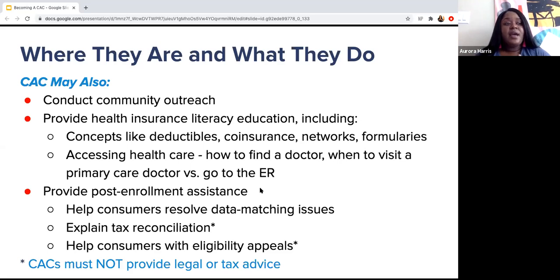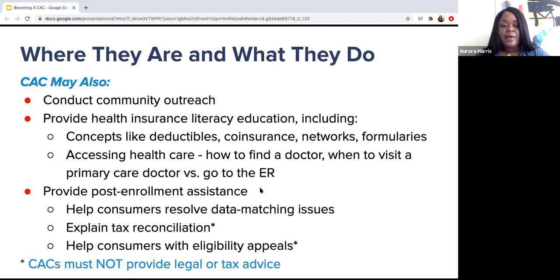So you can do a workshop on health insurance literacy where you explain deductibles, co-insurance, networks, formularies, accessing healthcare, you know, how to find a doctor, when do you go to the ER, when do you go to a primary care provider, what is a primary care provider? So many folks in our community do not know these concepts, and it's just really, really important, and it makes your job a lot easier when it's time for them to pick a plan if they actually know what these concepts are. And then you can also provide some post-enrollment assistance.